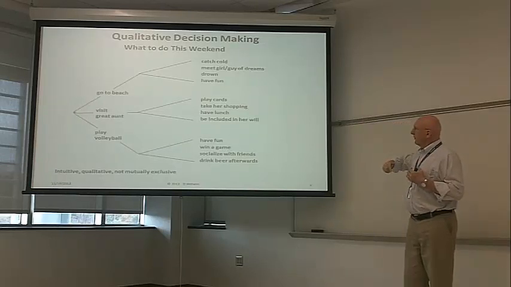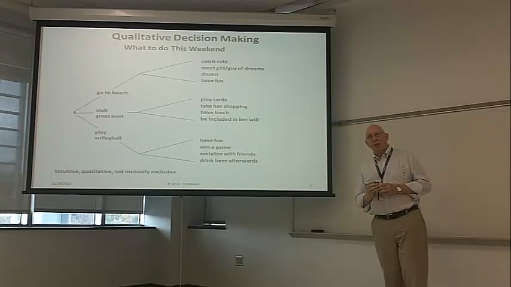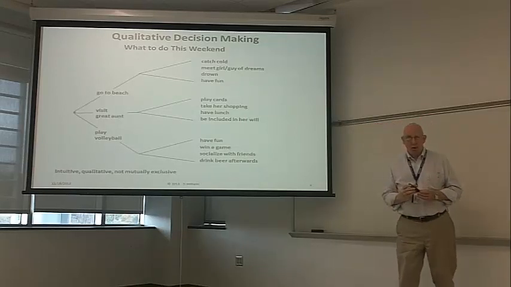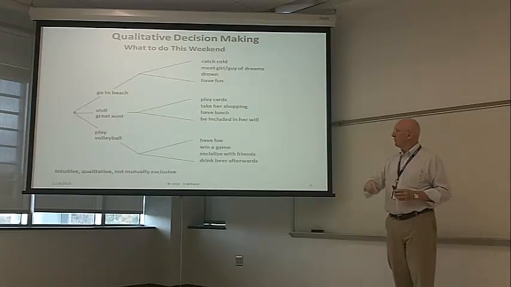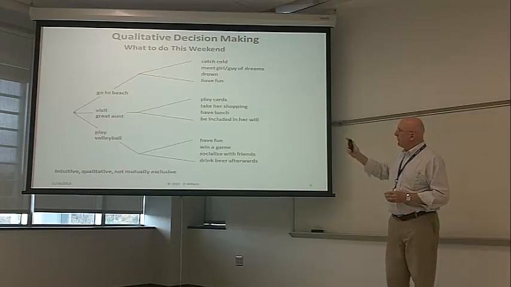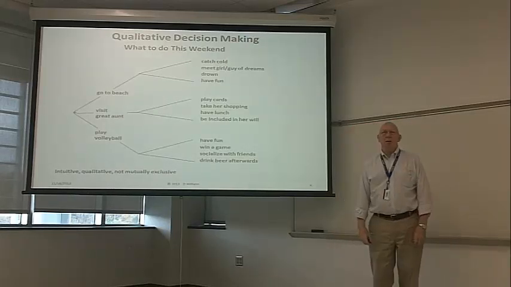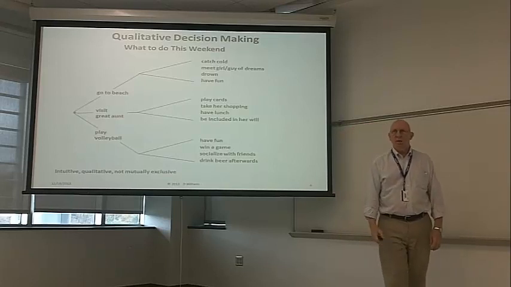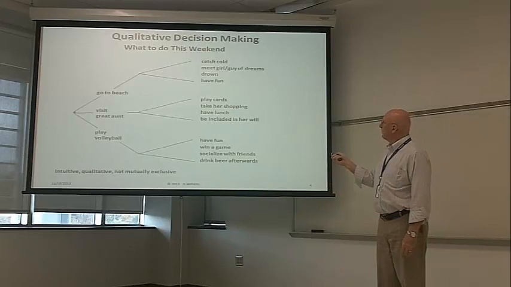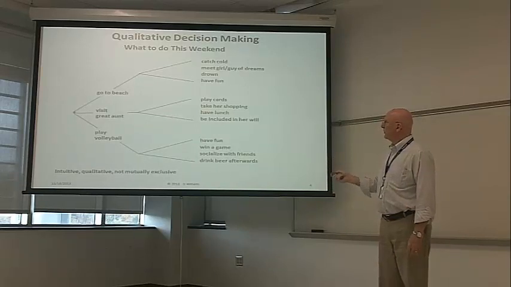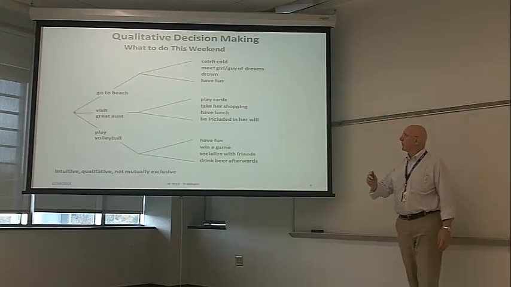Or, let's see, if I'm really energetic, maybe I will pick up my great aunt, go to the beach, and play volleyball. I will hope Great Aunt Eva is on the other side. But this is qualitative decision making, and what it has in common with quantitative decision making is we can pick what we're going to do, but there is definitely uncertainty involved in what's going to happen as a result.